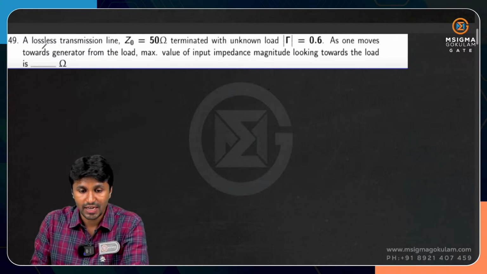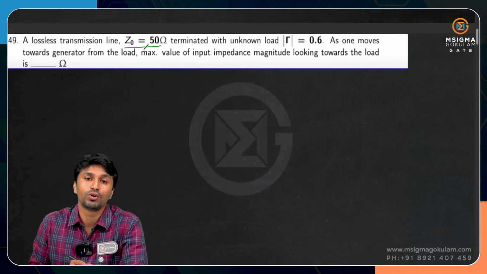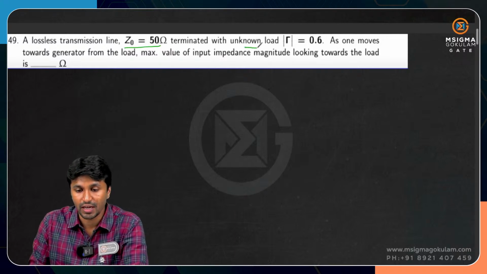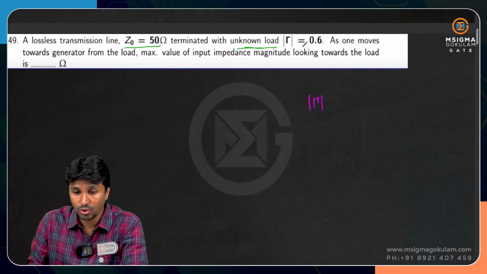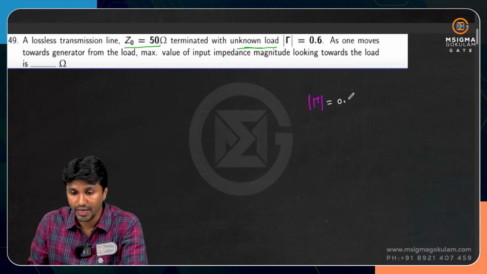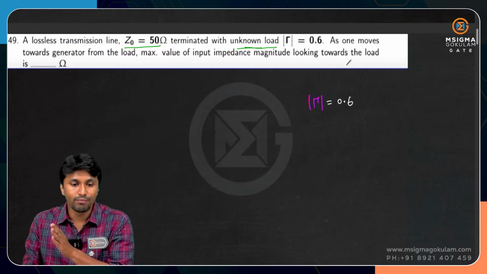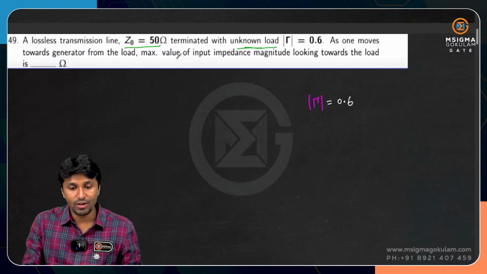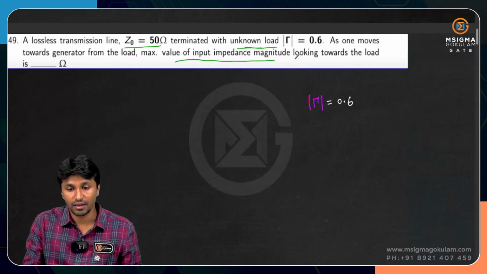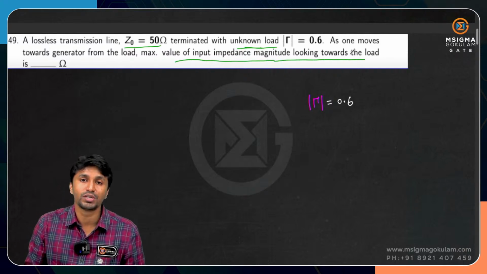So what is he asking? A lossless transmission line with Z0 equal to 50 ohm, terminated with an unknown load, with the magnitude of the reflection coefficient given to you, which is nothing but 0.6. As one moves towards the generator from the load, what is the maximum value of the input impedance looking towards the load?